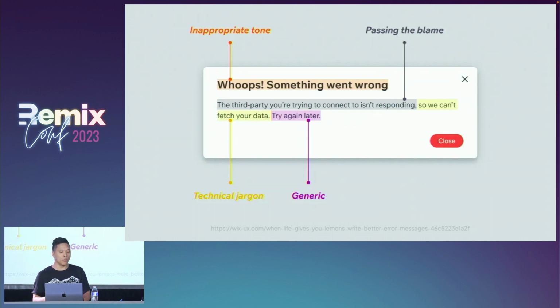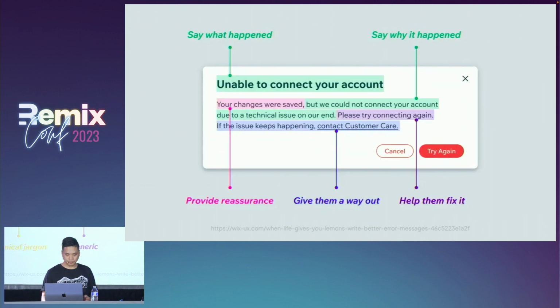Sometimes we don't know what caused the error, but sometimes we do. If we know what caused the error and we're not telling them, we're doing our users the ultimate disservice. So instead, say what happened and why. Make it super clear what did happen. This can also be done with a combination of visuals and text. Explain why the user got this error, even if the only explanation is that there was a technical issue.